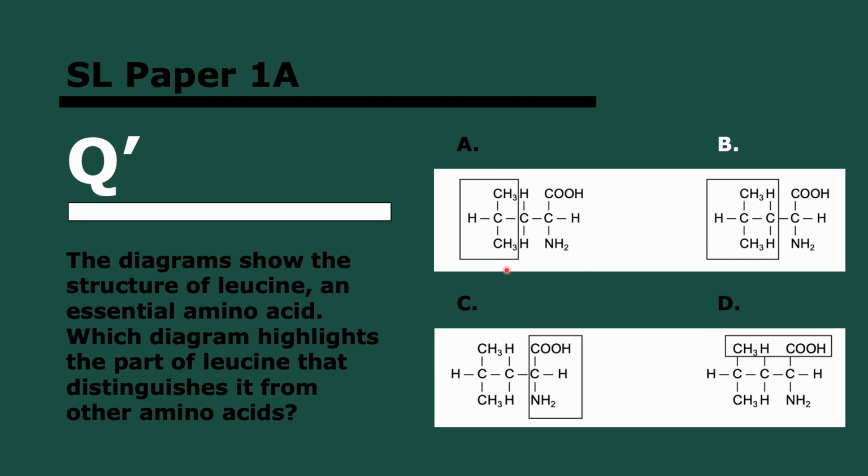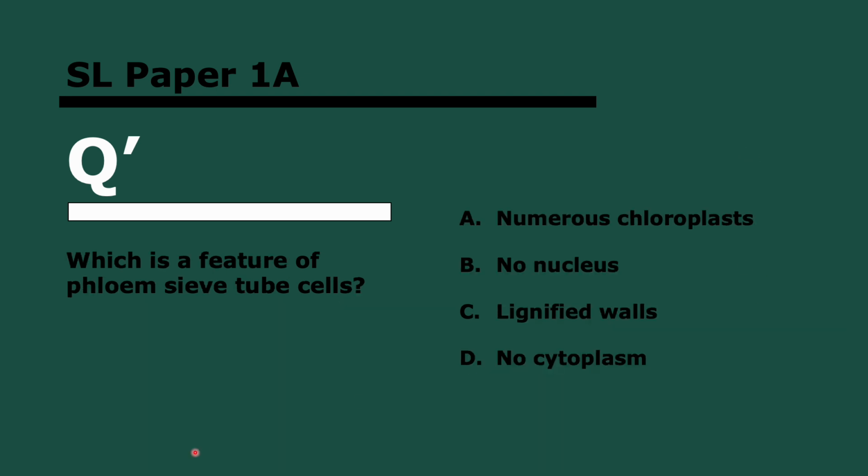It's missing part of the variable group. Here in C, that's just the constant part. And then in D, it's just a random part that they've picked right over here. So it's B. Okay. Which is a feature of phloem sieve tube cells?